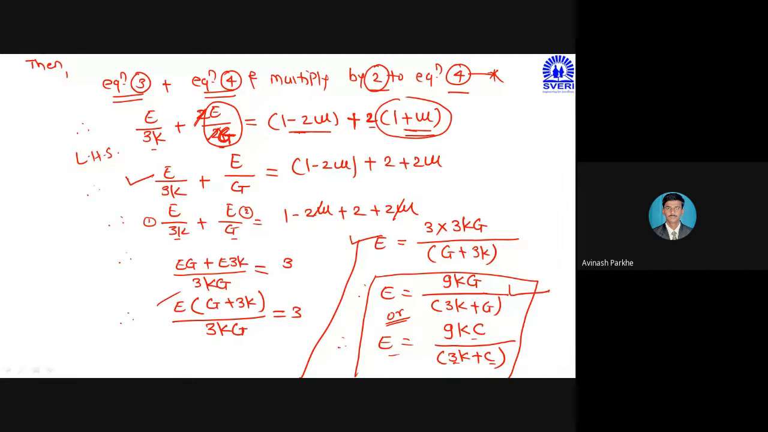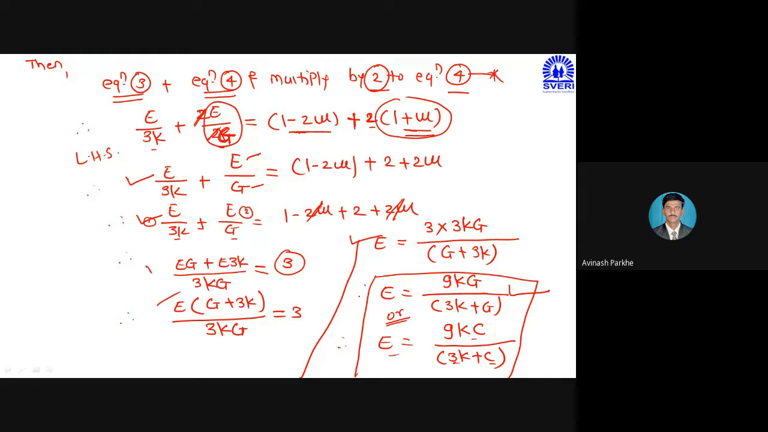So I got the equation E upon 3k plus E upon G is equal to 1 minus 2 mu as it is, plus this 2 I have to multiply inside the bracket. So 2 into 1 becomes 2, and 2 into mu becomes 2 mu. Then second step, once again E upon 3k as it is, plus E upon G as it is. So 1 minus 2 mu plus 2 plus 2 mu. So here minus 2 mu plus 2 mu will get cancelled. So 1 plus 1 remains 3.